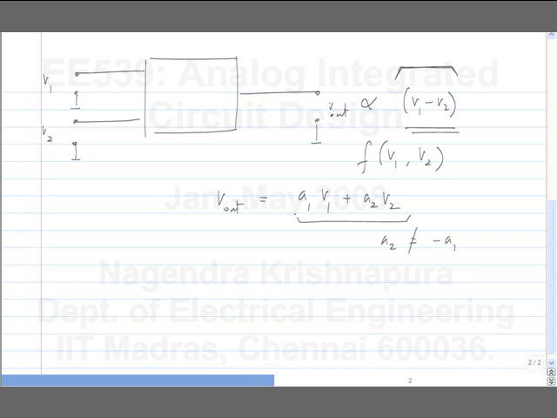Now that alone won't be sufficient because you can't always do this. For instance, let's take this case where Vout is A1 V1 plus A2 V2. This I can rewrite in terms of V1 minus V2. What will be the coefficient of this? I can't do just this one. I also need V1 plus V2. Right. What will be the coefficients here and here?